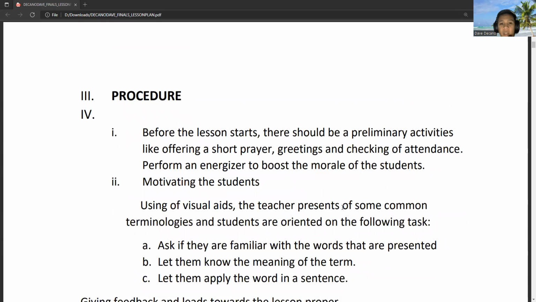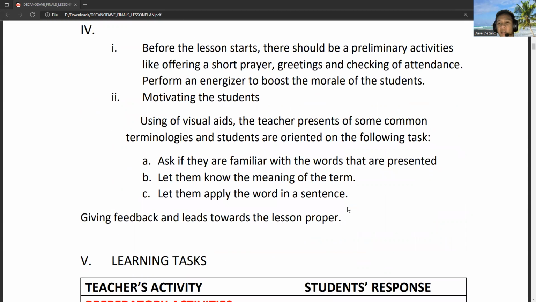In the procedure, before the lesson plan starts, there should be preliminary activities such as offering a short prayer, greetings of the teacher to the students, and vice versa, the checking of attendance, and performing an energizer to boost the morale of the students.